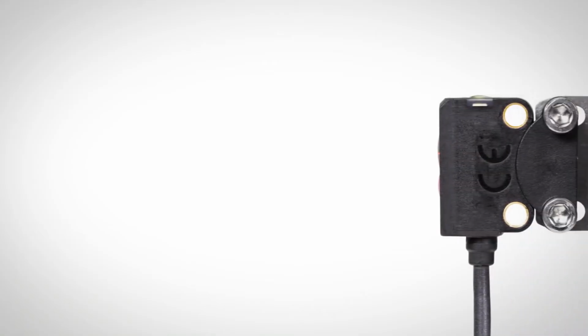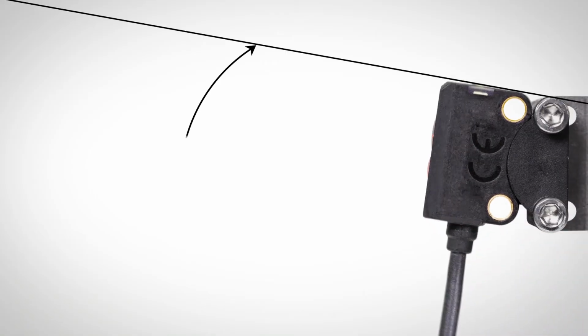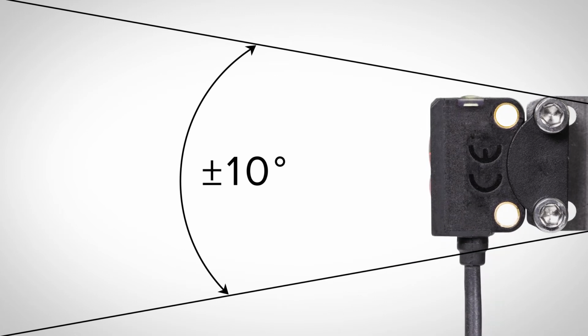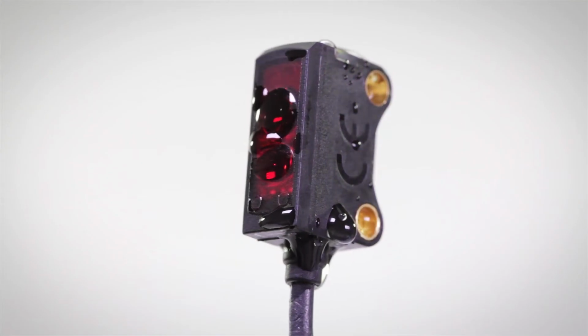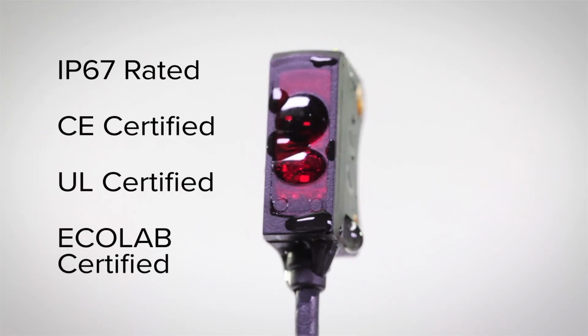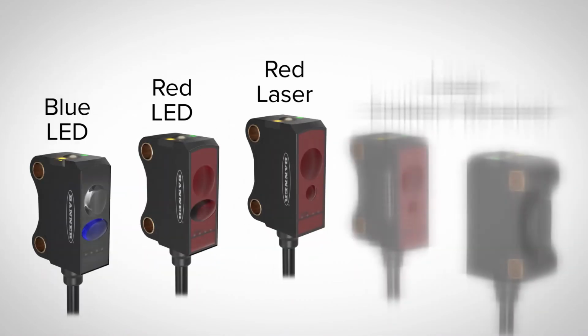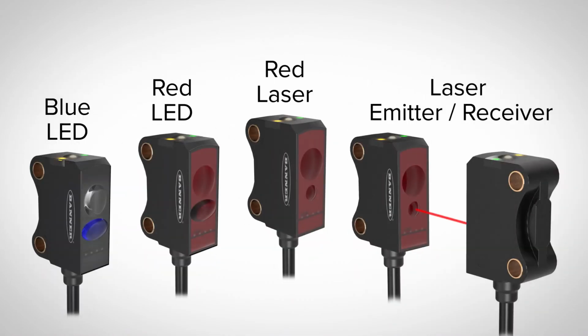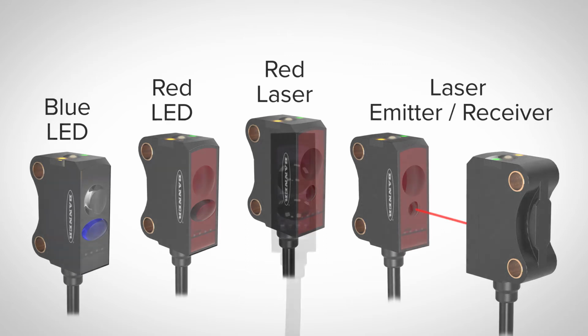The small housing combined with the standard side mounting and optional tilting bracket make installation in any space quick and easy. The VS8 is IP67 rated and CE, UL, and ECOLAB certified. And with multiple models to choose from, the VS8 is ideal for a variety of industries and applications.